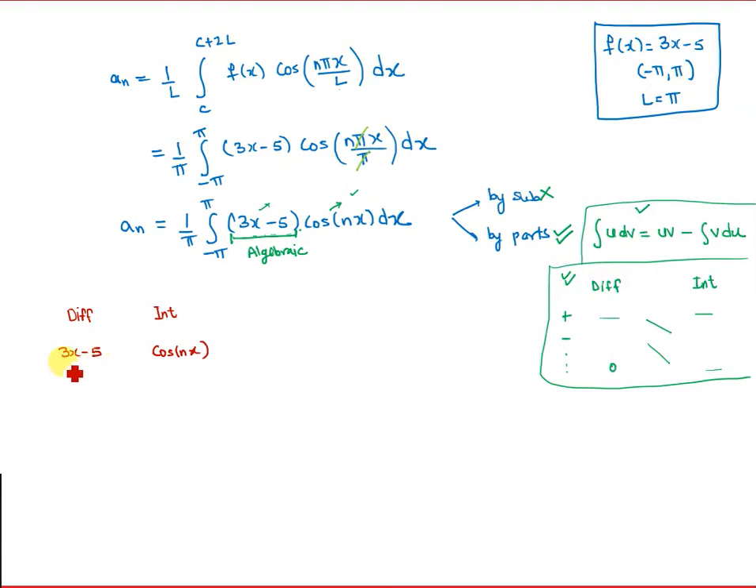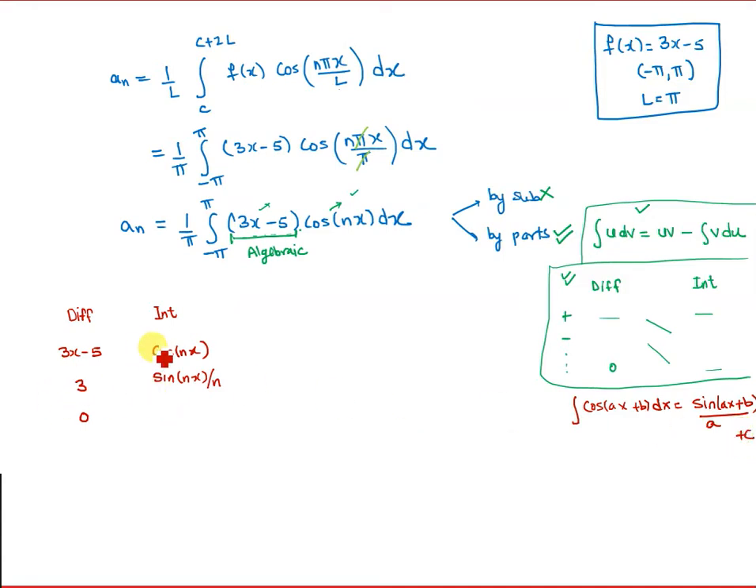Like here, if we differentiate 3x minus 5, the derivative will be 3. If we differentiate it again, we reach 0. This is the requirement, that it should end. So we differentiated 2 times, we integrate 2 times. So the integration of cos nx is sine nx divided by n, because we have used the rule: the integral of cosine of ax plus b dx is sine of ax plus b divided by a, the coefficient of x, plus c.